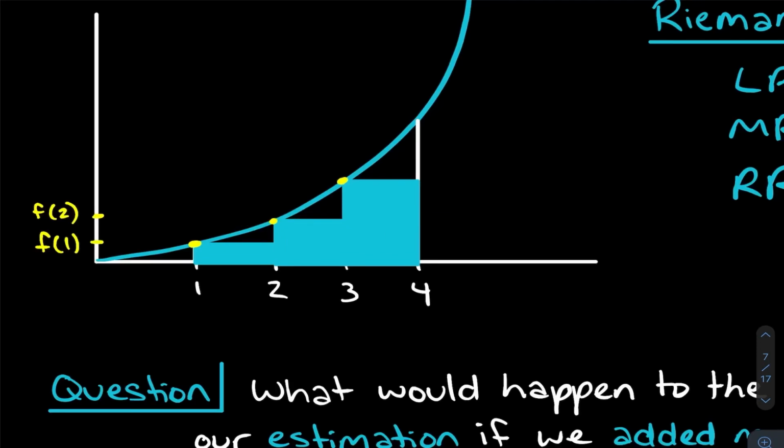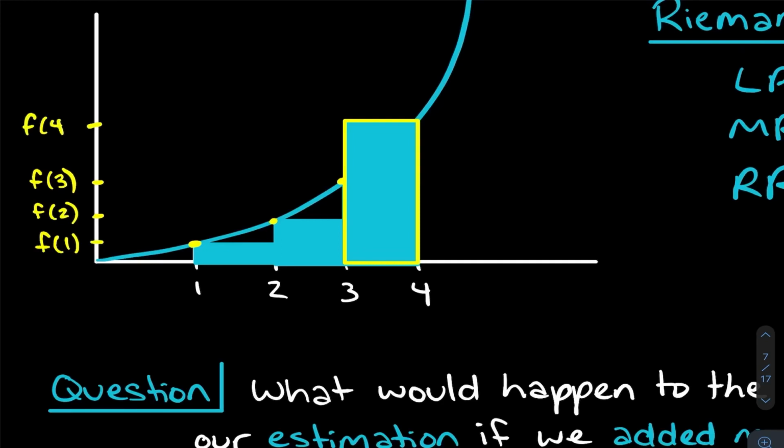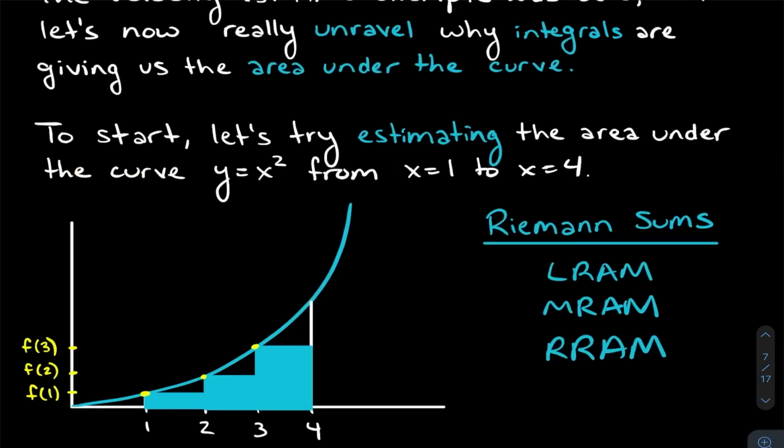And then you have your third one, and the height of the third rectangle is going to be f of 3. And just like that, if instead this were an RRAM and we had the right side touching the curve, then the height of this last rectangle would be, can you guess it? It would be f of 4, because that is where we're touching the curve. That's the y value. So here we have our estimation. We're able to add up all these areas and get close to what the area of this entire thing is, but it's not exact. So how do we make this estimation better?